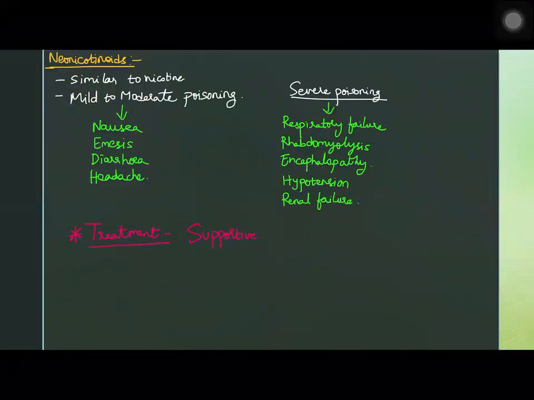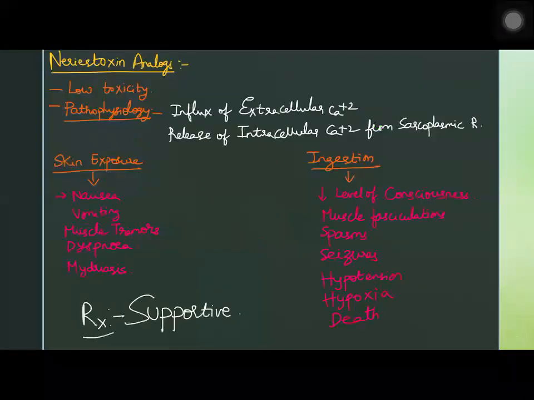And coming to neonicotinoids, similar to nicotine. Mild to moderate poisoning causes nausea, emesis, diarrhea, and headache, and severe poisoning causes respiratory failure, rhabdomyolysis, encephalopathy, hypotension, and renal failure. And the treatment consists of supportive care.